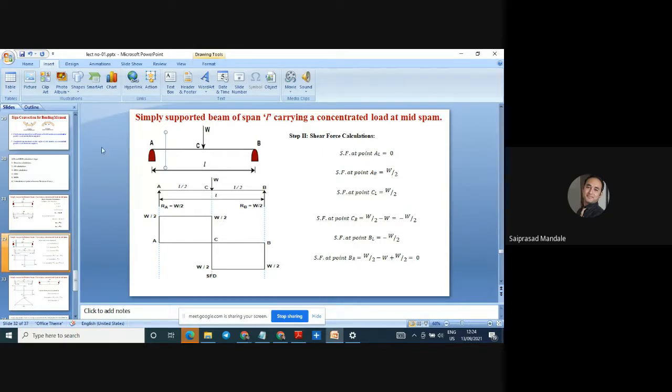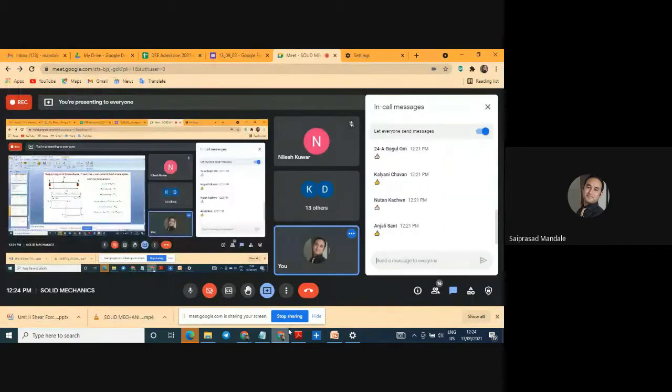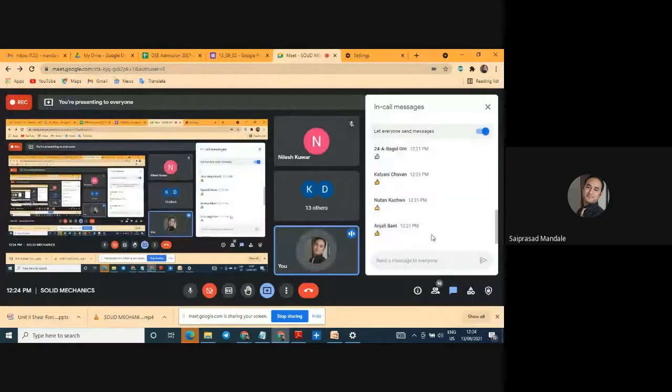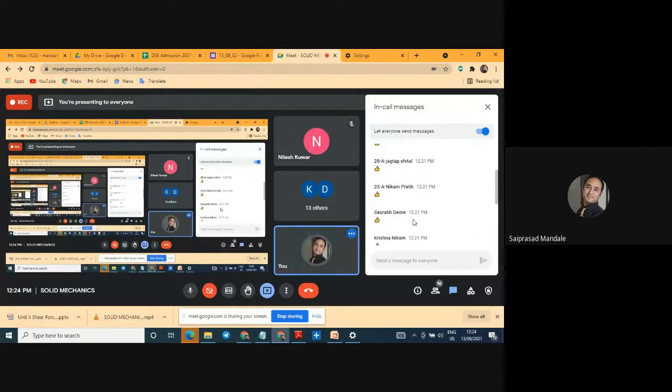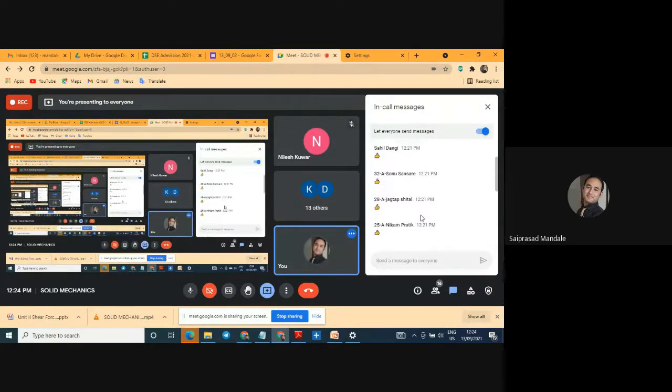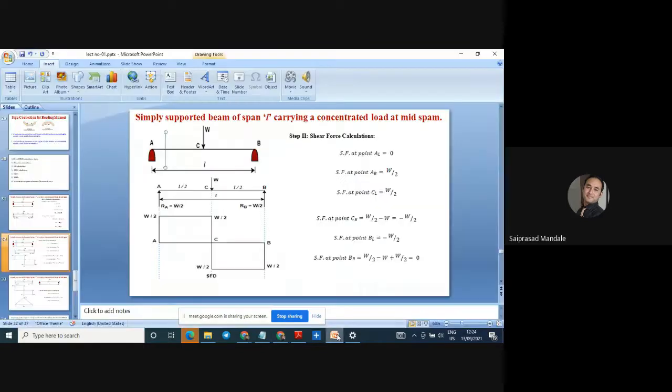Can anybody tell me which force is acting on the left hand side of this section? Can anybody tell me? Are you getting me? Sahil Dangi, Anjali Sant Nutan, Kalyani Bagul, Krishna, Saurabh Nikam, Jagtap, Sonu. Try to understand this. This is very important.